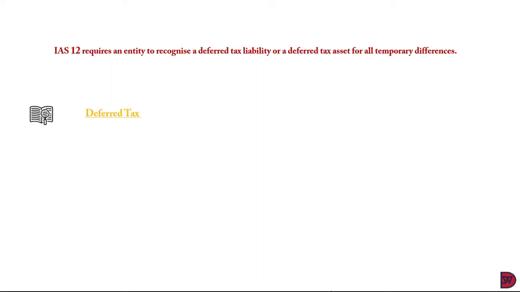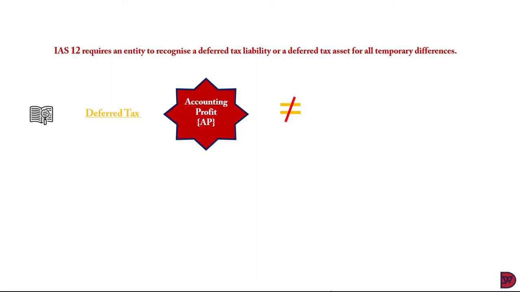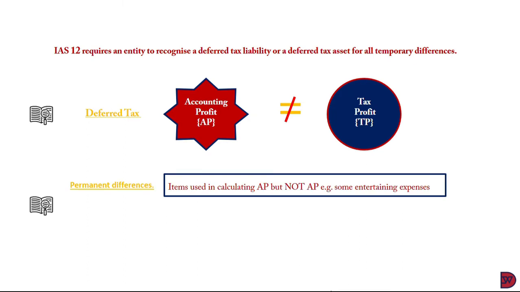Deferred tax arises when the accounting profit differs from the tax profit. We can have permanent differences. These are items that will be used in calculating accounting profits, but not tax profits. Example, entertaining expenses. So you can less entertaining expenses from your revenue to arrive at an accounting profit. But when you're calculating the profits for tax purposes, it will not be allowed. This will lead to a higher profit being taxed.